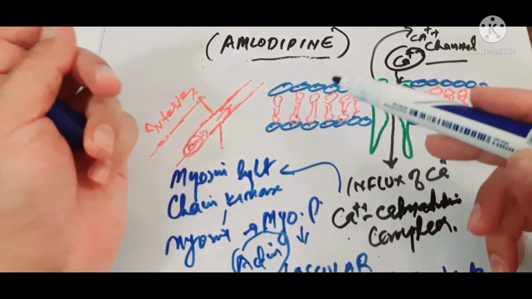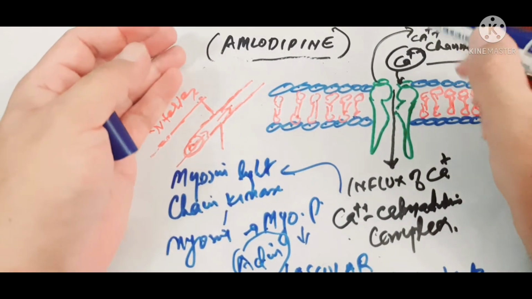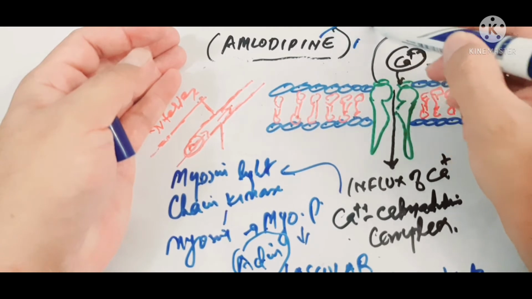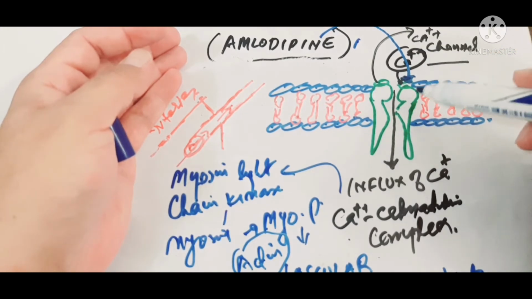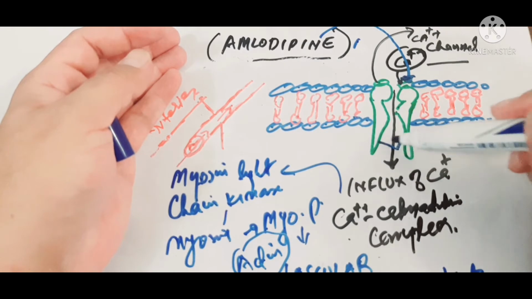Now amlodipine blocks this mechanism. What amlodipine does is attach here to the alpha subunit of the calcium channel, and what happens is that this channel is blocked.